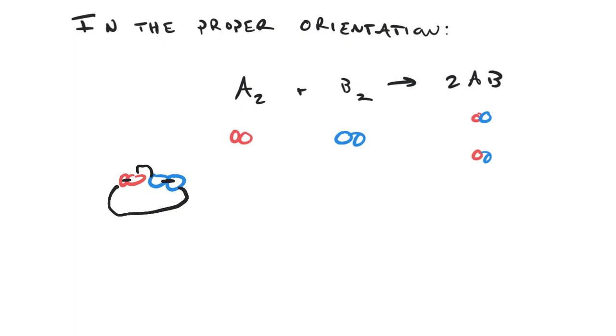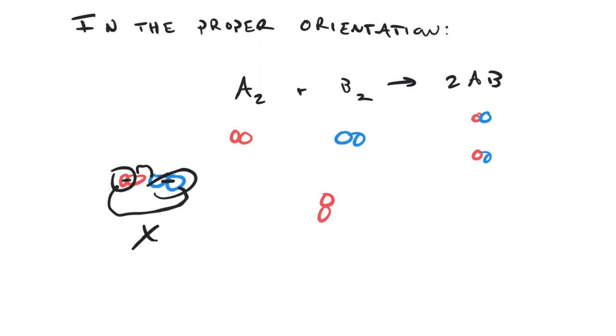In this orientation, where they're colliding side on like that, this isn't going to result in a reaction because this A and this B aren't in contact with each other. So I'm going to make a bond maybe, but I'm breaking more than I'm making, and energetically it's not going to work, right?